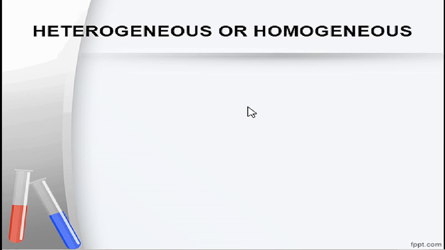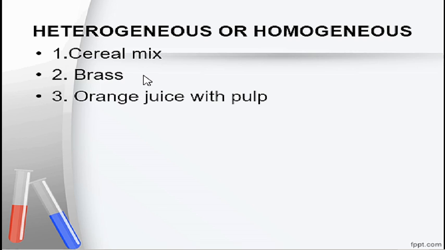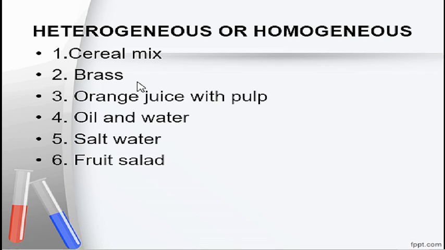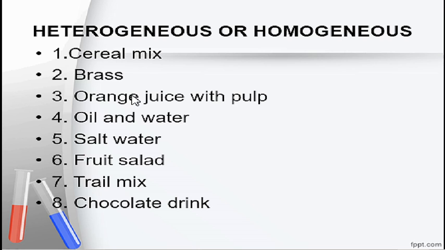Now, I want you to classify whether these mixtures, rather, are examples of heterogeneous or homogeneous mixture. Again, heterogeneous mixture, there are two or more phases of matter that are present or what you can see. And then for homogeneous mixture, there's only one phase of matter. We have cereal mix, brass, orange juice with pulp, oil and water, salt water, fruit salad, trail mix, chocolate drink, air.